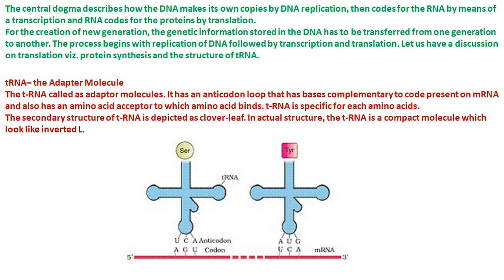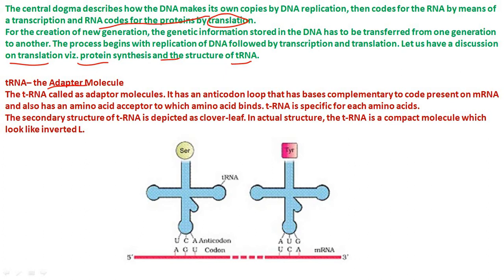So the central dogma describes how the DNA makes its own copies by DNA replication, then codes for the RNA by means of transcription, and RNA codes for the protein by translation. In this lecture, I'll be mainly discussing the translation part. For the creation of a new generation, the genetic information stored in the DNA has to be transferred from one generation to another. The process begins with the replication of the DNA followed by transcription and translation. Let us discuss translation with protein synthesis and the structure of the tRNA.